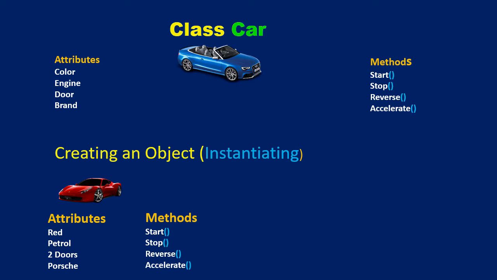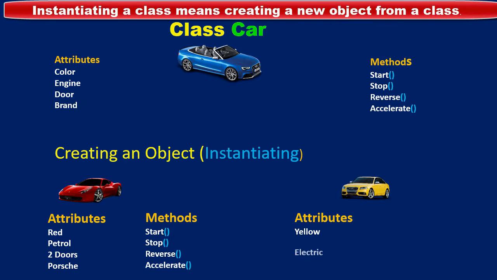So you can instantiate as many objects as you want. I can come here and instantiate another one, and the attributes can include the color, which is yellow, the type of engine could be electric, number of doors could be 4, and the brand could be Audi. You could also have methods like start, stop, reverse, and accelerate. So this is just a basic illustration of how you create objects from a class.